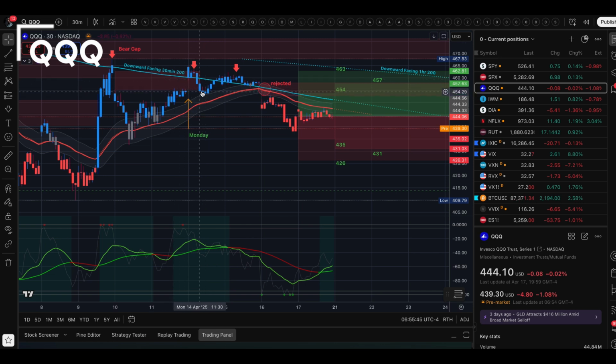And then we came back up to the 30-minute 200 moving average. Again, met with that downward momentum here. You could see we had the red signal line even before this 35 EMA got rejected right here. Wednesday, we gapped down. 35 EMA was reclaimed as resistance.